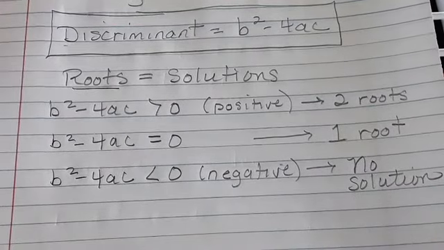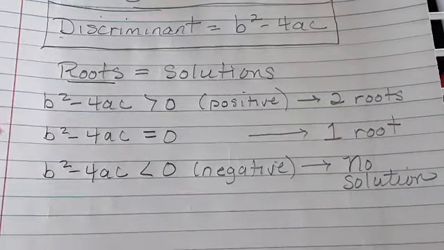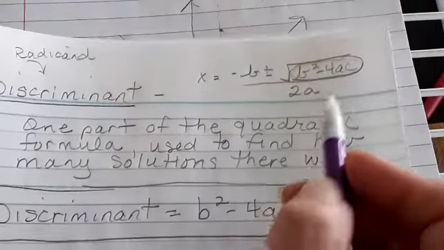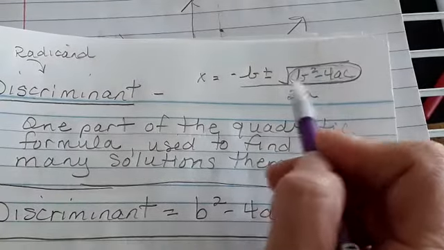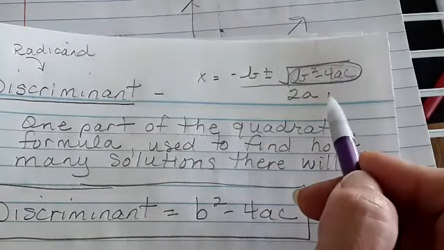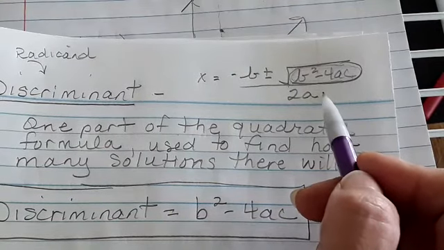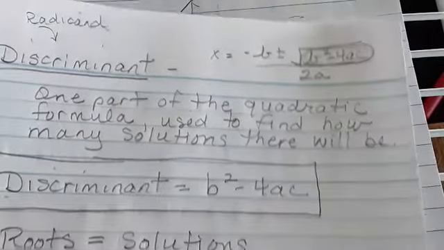Okay, so think about what that means. If the value under the square root symbol is a negative number, if all of this comes out to be negative, you can't take the square root of a negative number. So you would have to stop at that point. There would be no solution.